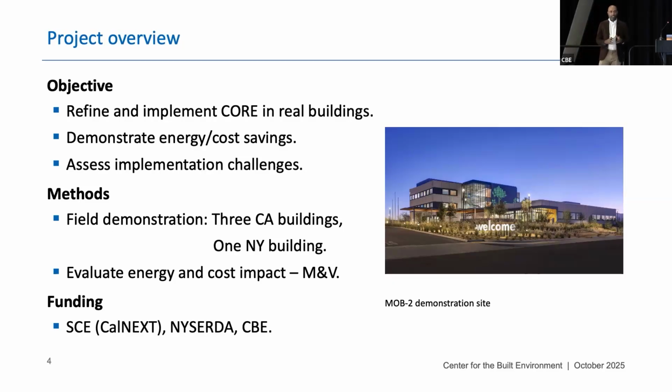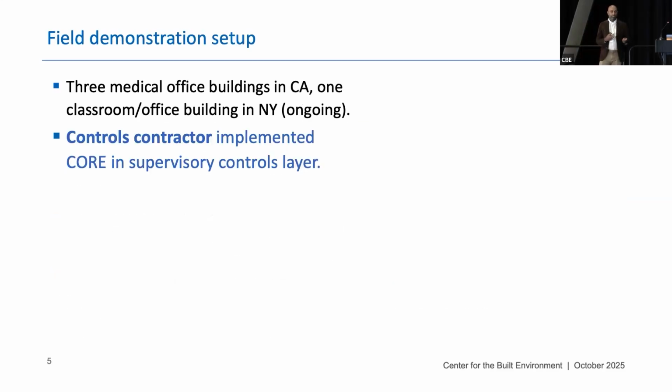As I mentioned, we implemented CORE in 4 buildings. 3 of them are in California. All 3 are medical office buildings. A 4th building is in New York, which is currently ongoing. For the California buildings, we partnered with a controls contractor who implemented CORE in a supervisory control layer in these buildings. I just want to briefly show the process that we used to implement these, just to show you the scale that we were able to achieve as we went along.